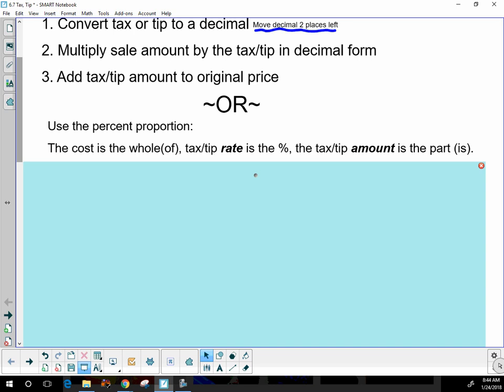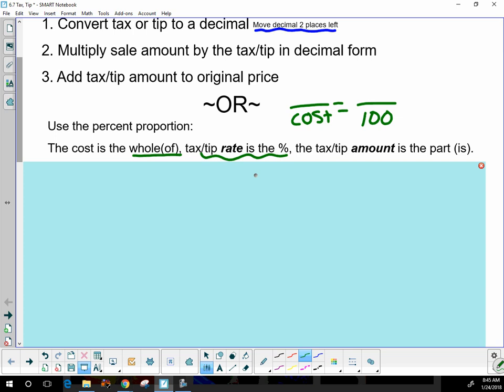So the cost is the whole, which is the of on the bottom left. Tax and tip. So here's your bottom left, right? This is the cost. Tax tip rate is always the percent. And the amount of tax and tip is your is. This is how much you're going to tip, okay?